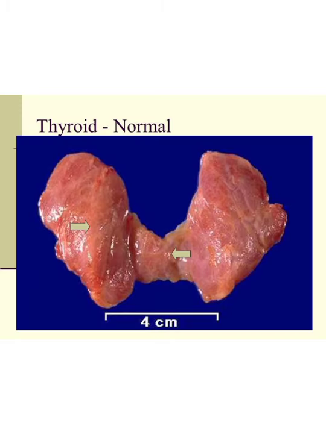This is a picture of a normal thyroid. You can see both the lobes, right and left lobes. The arrow showing on the top is the lobe of the thyroid, and in between you can see the isthmic part of the thyroid. It is measuring 4 cm. The thyroid lobes are measuring 4 cm in length and there are no nodules on the external surface.